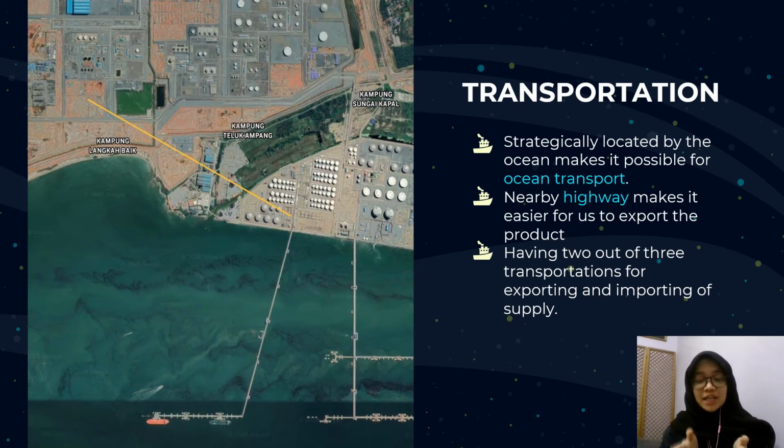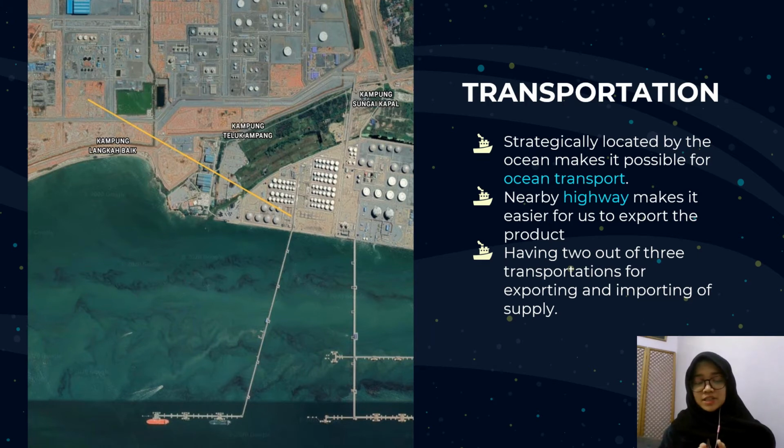Okay, so the chosen site is located right in front of the ocean, which gives us easy access to ocean transport. This will also help us in exporting our products to outside countries, I mean, to the other huge manufacturers such as China and the United States, which helps us with marketing.